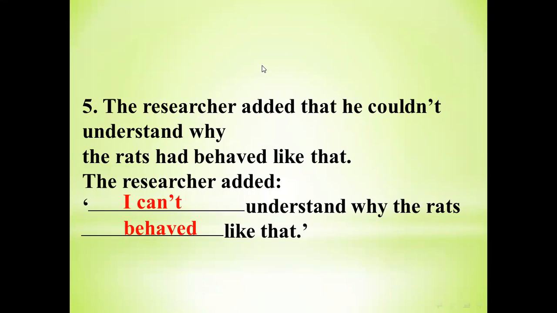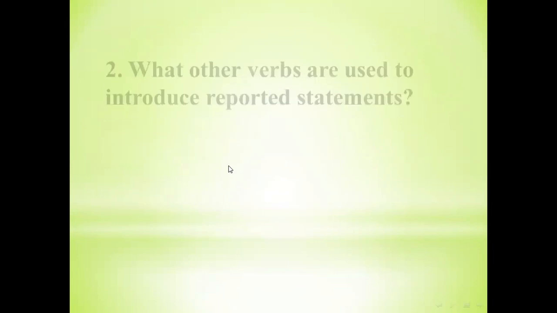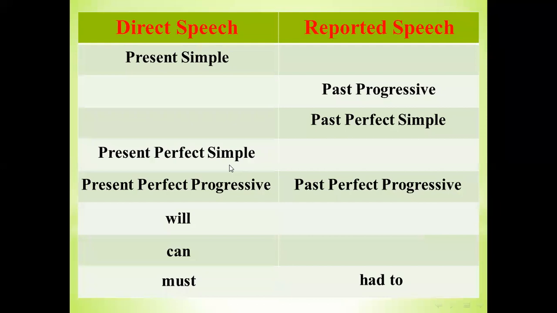Now I have a very important table. Look at this table. This is a very important table. You must keep and memorize this table exactly. Okay. Direct speech and reported speech. If you have a verb in present simple in direct speech, when you want to change the present simple into reported speech, it becomes what? Reported speech becomes past simple. So if you have present simple, you will change it into past simple. Okay?